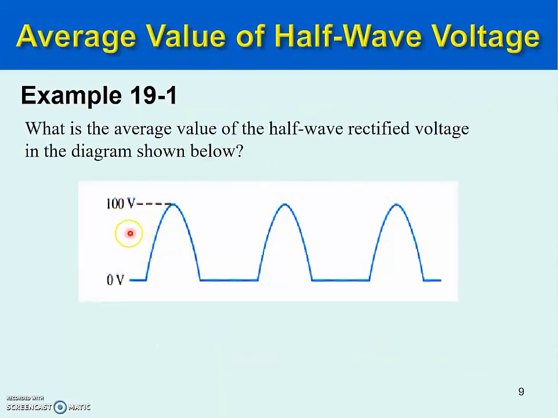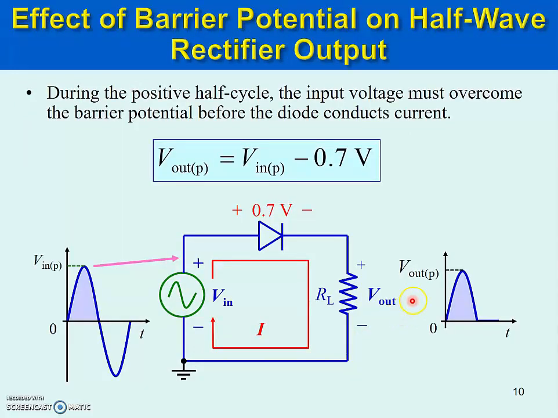Let's take a look at this example. The peak value is 100 volt. Substitute into this formula, the average value is approximately equal to 32 volts only, not 50 volts. Next, let's see this peak output voltage, which is 0.7 volt lower than the peak input voltage. See here, peak input voltage is 0.7 volt higher than the peak output voltage.